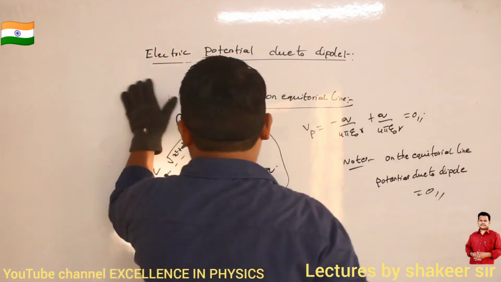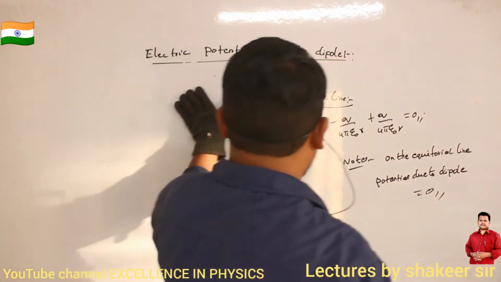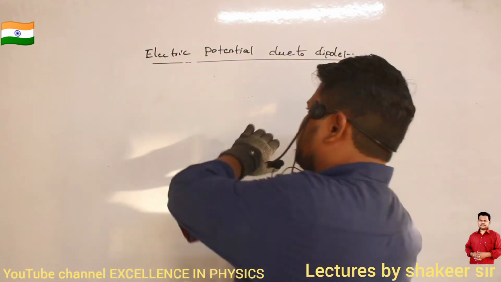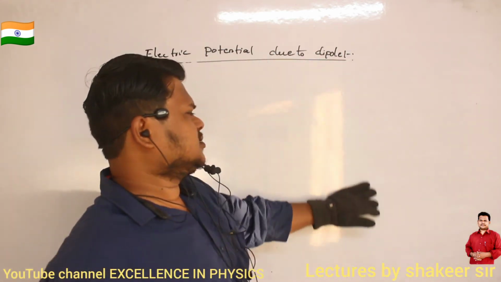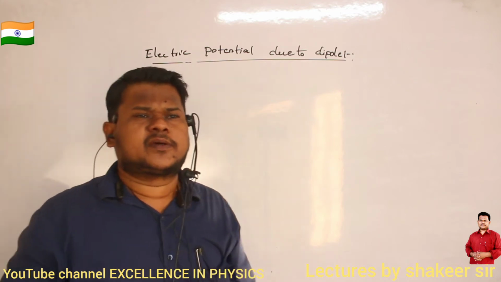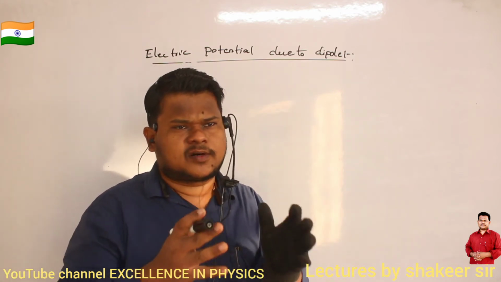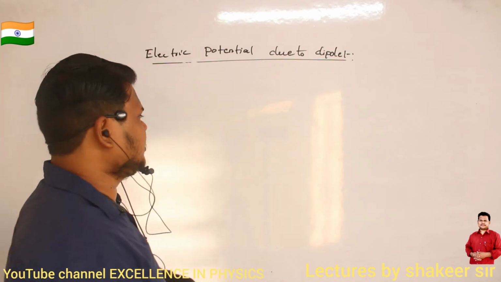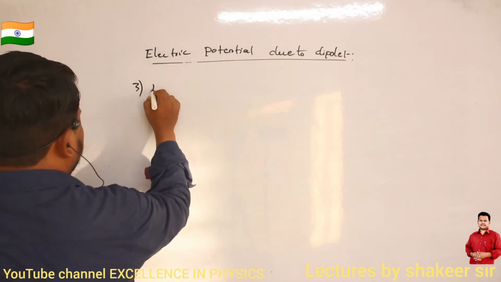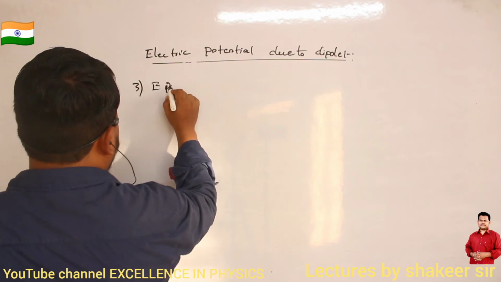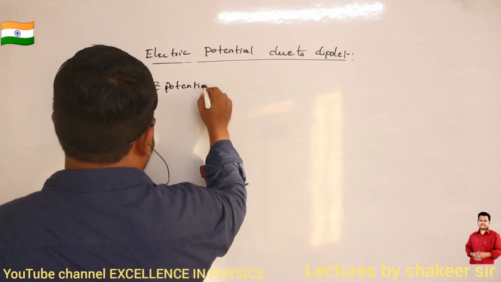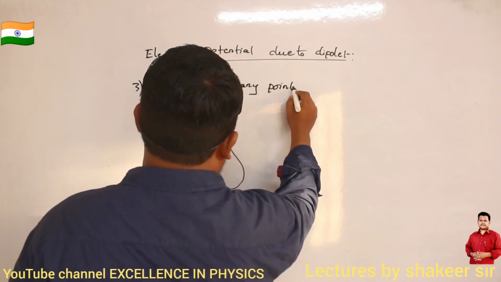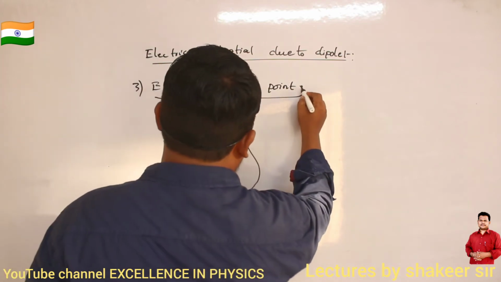So next we will calculate electric potential at any point. Now we have calculated potential at two different points, no? We have calculated potential on the axial line. Similarly, we have calculated potential on the equatorial line also. So the third condition is electric potential at any point in the field of the dipole.